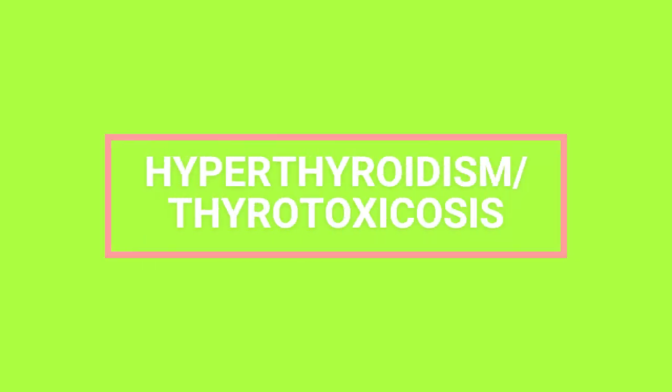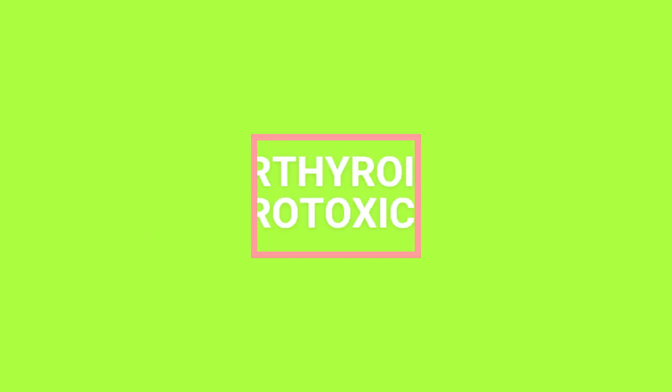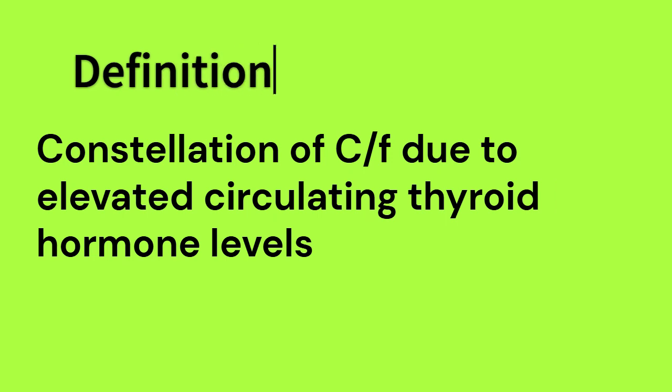Hello everyone. In this video, we will talk about hyperthyroidism. Now, hyperthyroidism is increased circulating levels of thyroid hormones. So, when thyroid hormones are increased, it will lead to multiple clinical features since the thyroid hormone affects almost every system in the body. All the clinical features that happen due to increased circulating thyroid hormone levels is called hyperthyroidism.